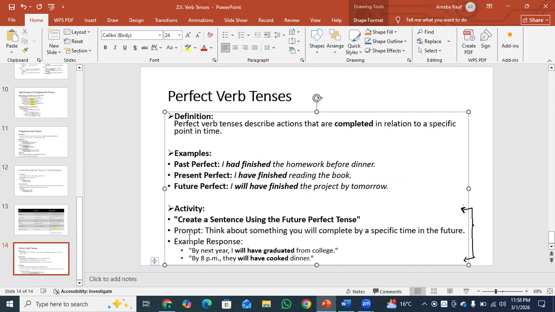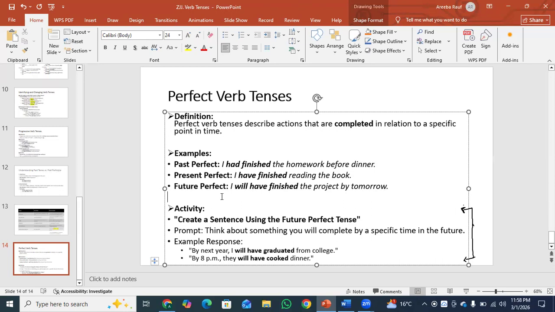Okay, this is your activity. Create a sentence using the future perfect tense. Okay. Think about something you will complete by a specific time in the future. For example, by next year, I will have graduated from college. By 8 p.m., they will have cooked dinner. Okay? Like these sentences, you have to create a sentence using the future perfect tense.